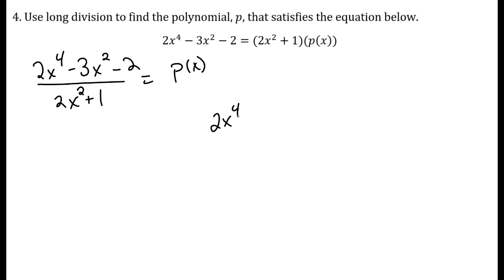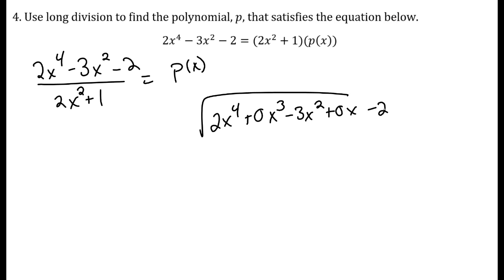I have 2x to the 4th, but wait a minute, a term is missing, plus 0x cubed. The x squared term is there. I don't have an x term, minus 2. We need our placeholders for division. Divided by 2x squared plus 0x plus 1. We need our placeholders in both the numerator and the denominator. Could you do it without it? Yes, but it would be a mess.